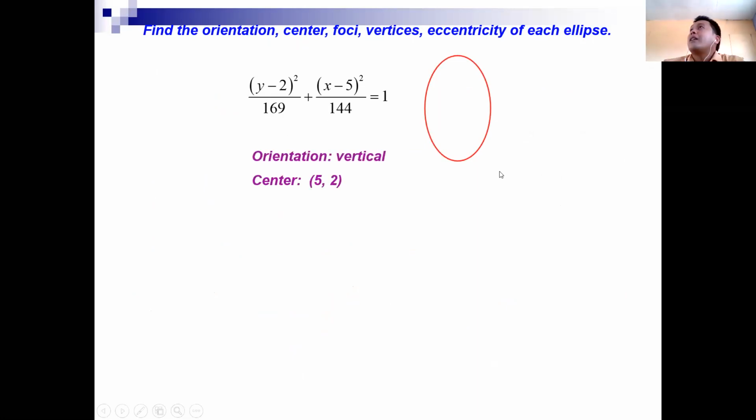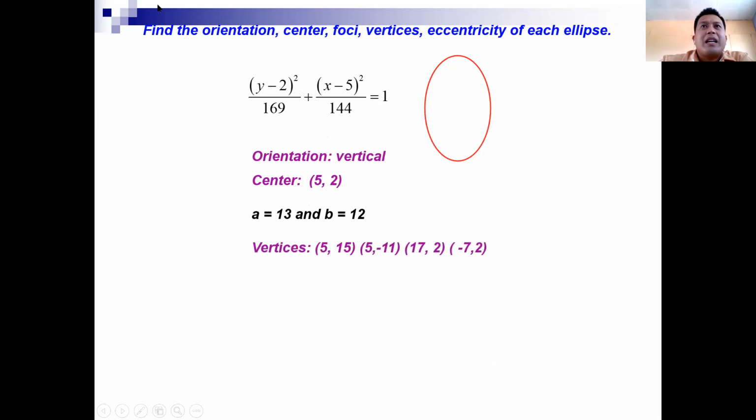In other words, you have now the center here: x minus h, so that is positive 5, y minus k, so that would be positive 2. Center is that plus and minus 2. 169 is the value of your a squared, and 144 is the value of your b squared. Therefore, the square root of 169 is 13, so that's the value of your a. And the square root of 144 is 12, that is the value of your b. Giving us now these values.